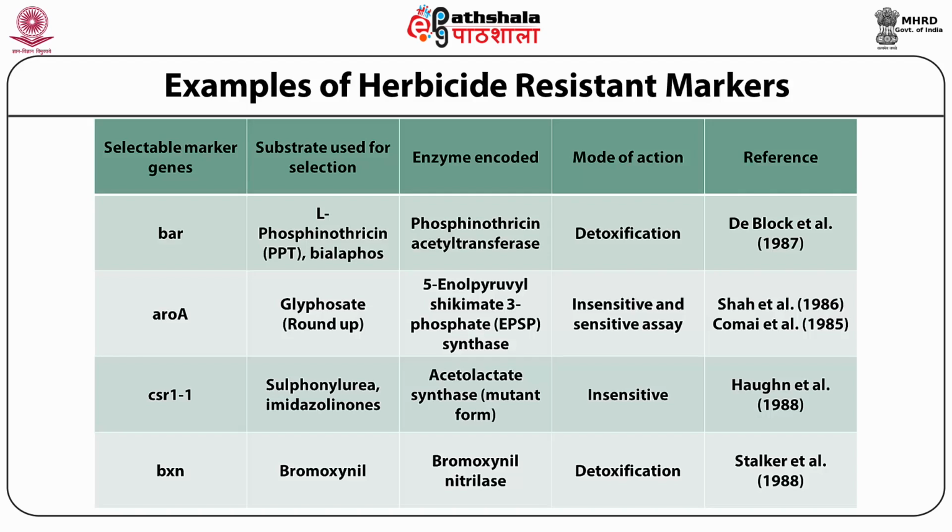herbicide. Another gene is CSR1-1, which codes for acetolactate synthase. It's a mutant form of it, which neutralizes sulfonylurea and makes the plant insensitive to this herbicide. Once this herbicide is incorporated in the medium, if they express this particular gene, they are able to grow in the presence of this herbicide. Another is BXN, bromoxynil nitrilase, which detoxifies bromoxynil, and this is also used as a herbicide resistance marker.